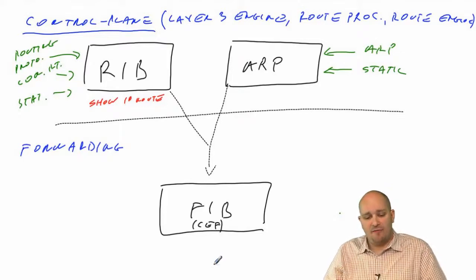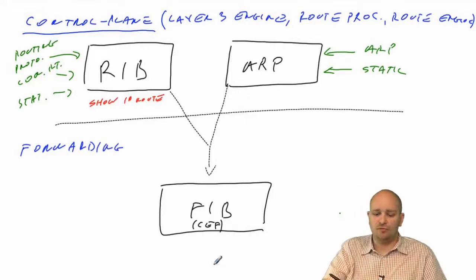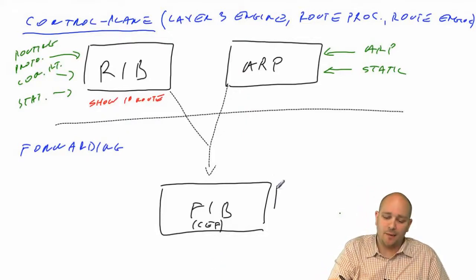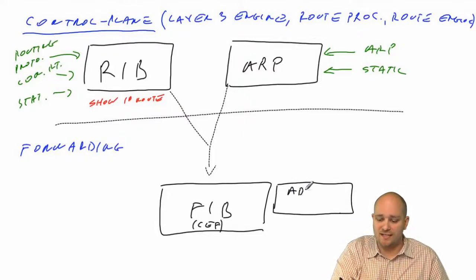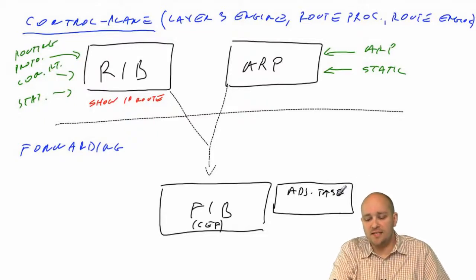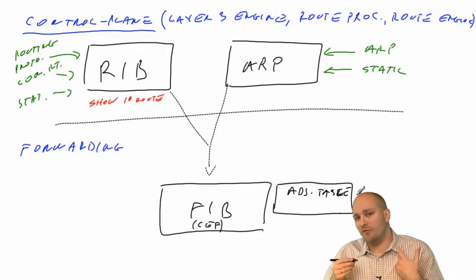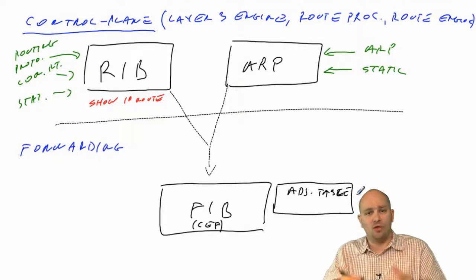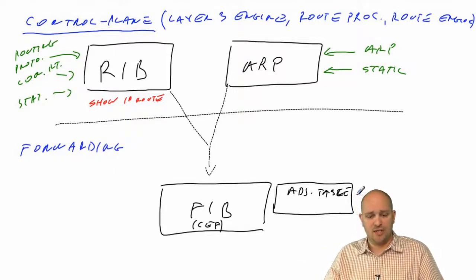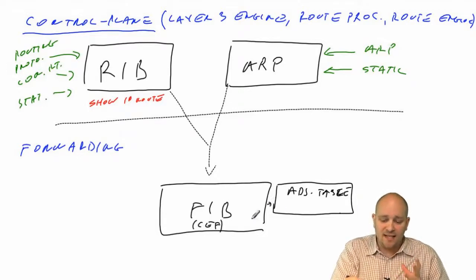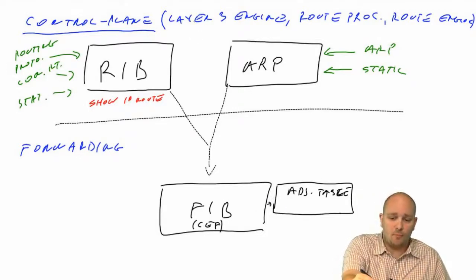And in the FIB are going to be all the routes with their resolved next hops. But these resolved next hops are actually going to be kept in a subset table, which is called the adjacency table, where for every single destination, we are going to have information about what is the resolved next hop for this destination.